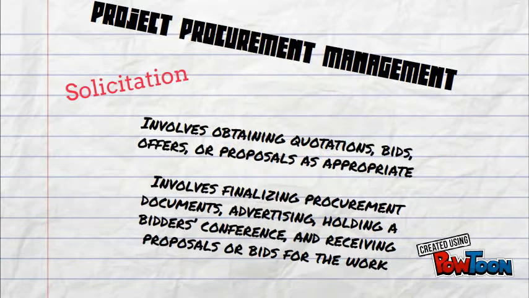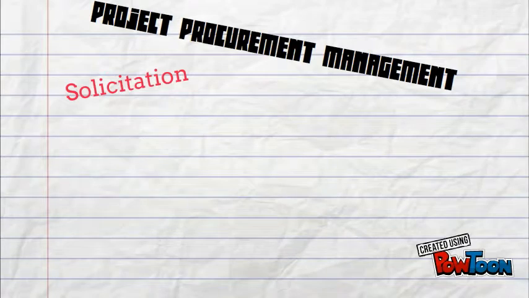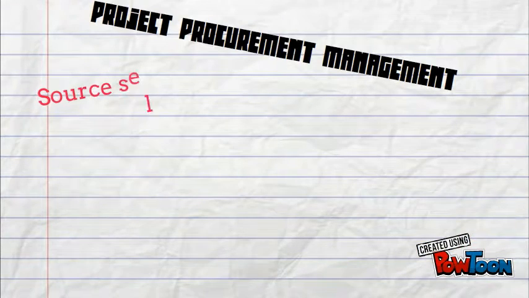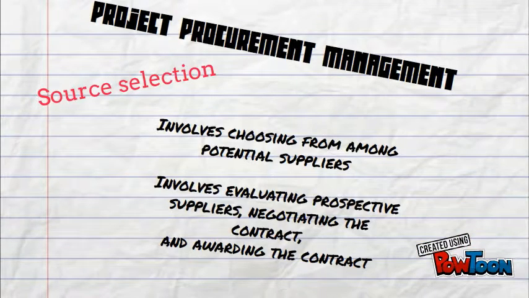Solicitation involves obtaining quotations, bids, offers, or proposals as appropriate. It also involves finalizing the procurement documents. Source selection involves choosing from among potential suppliers. It involves evaluating prospective suppliers, negotiating the contract, and awarding the contract.